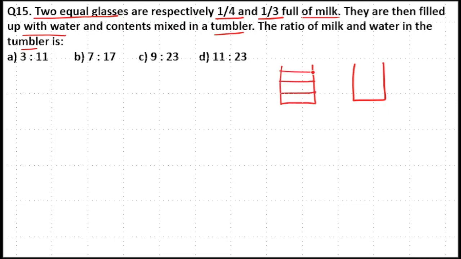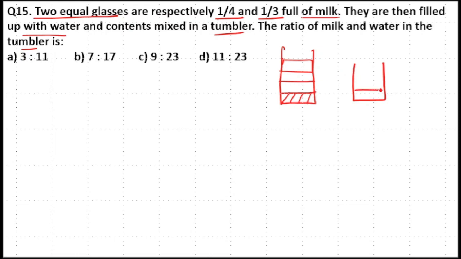Next is question number 15. Two equal glasses are respectively 1 by 4 and 1 by 3 full of milk. They are then filled up with the water and contents mixed in a tumbler. Then the ratio of milk and water in the tumbler is. So we have two equal glasses in which 1 by 4 and 1 by 3 full of milk. That is 1 by 4 means 4 parts, in which one part is filled with milk.